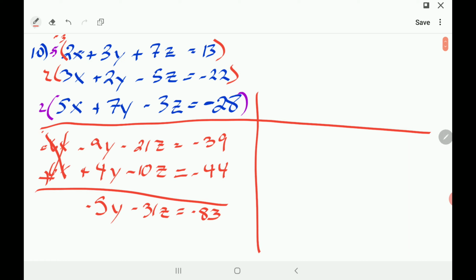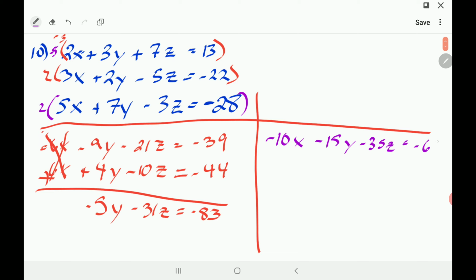All right, so let's do purple. I said in purple, I'm going to multiply this top row by negative 5 and the bottom row by 2. That's going to be negative 10x, negative 15y, negative 35z equals negative 65.